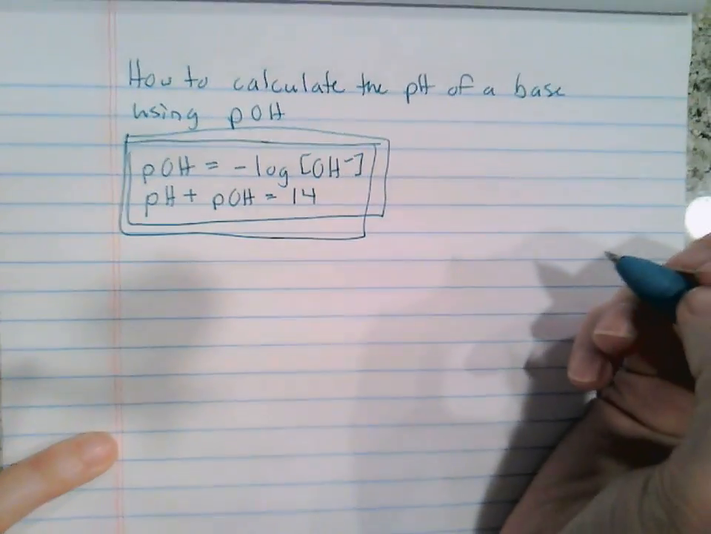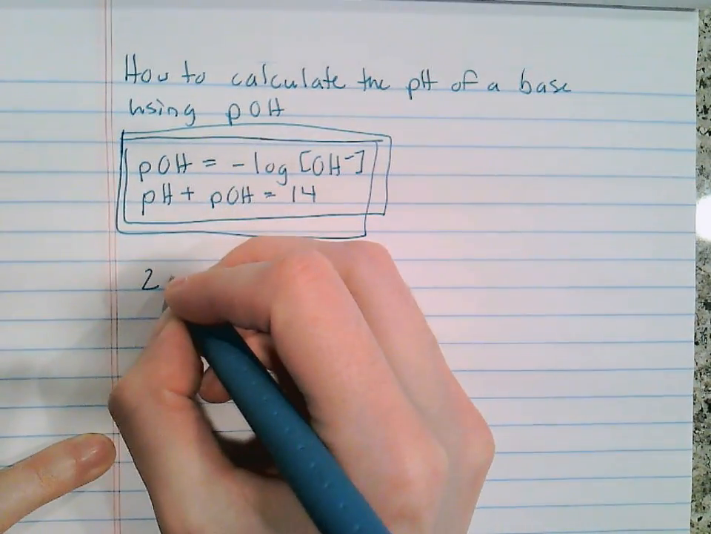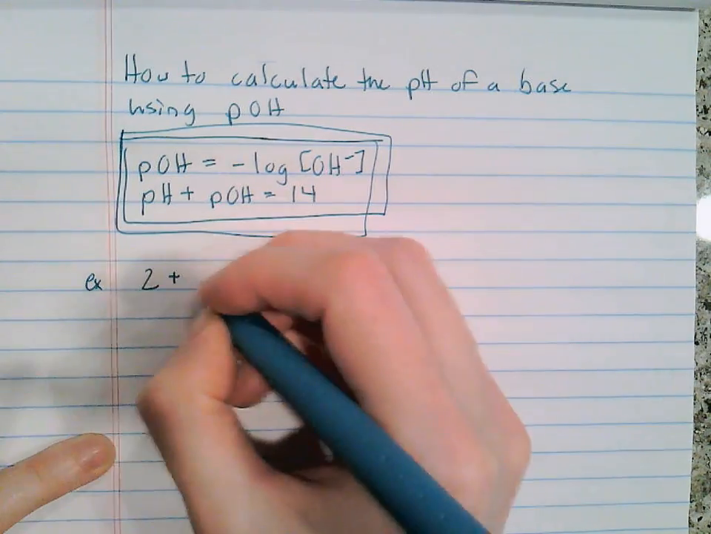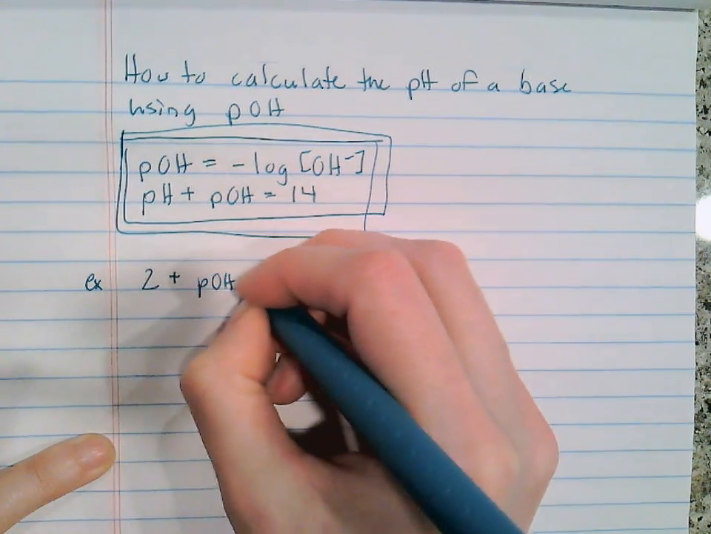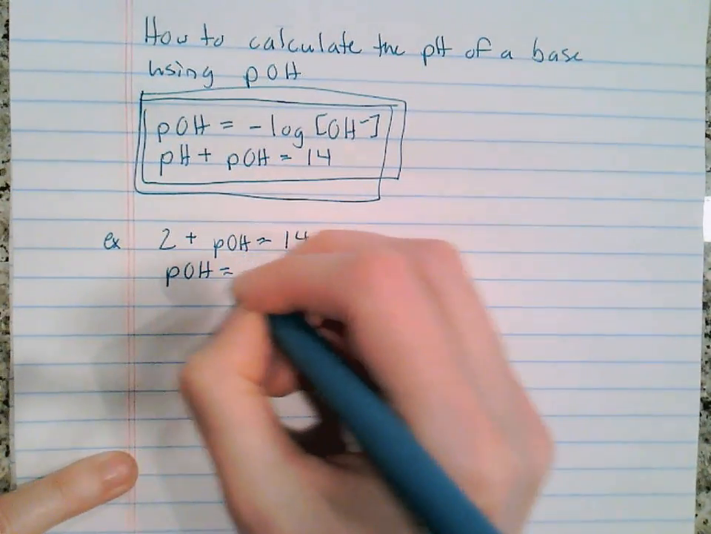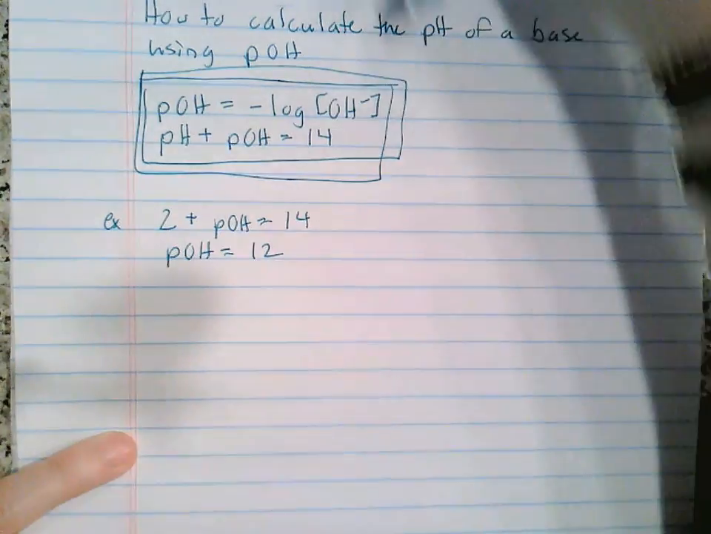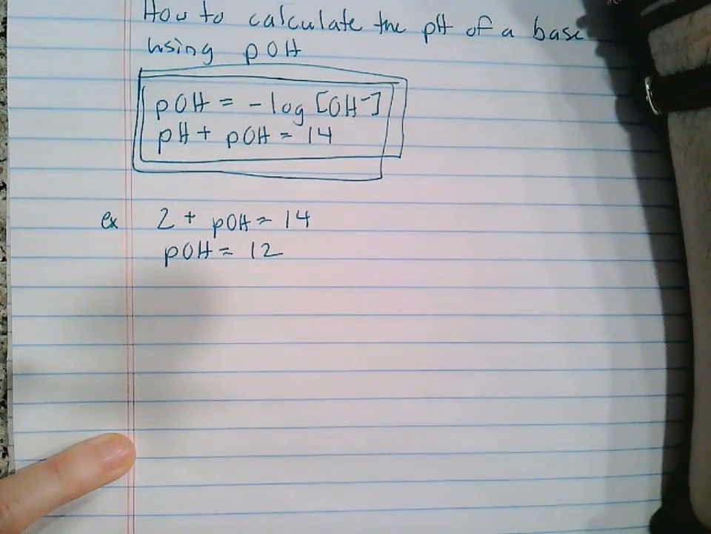So for example, if something has a pH of 2, right, I could plug that in, 2 plus pOH equals 14. That means that the pOH of that same solution would be 12. All right, let me show you where this could be useful.